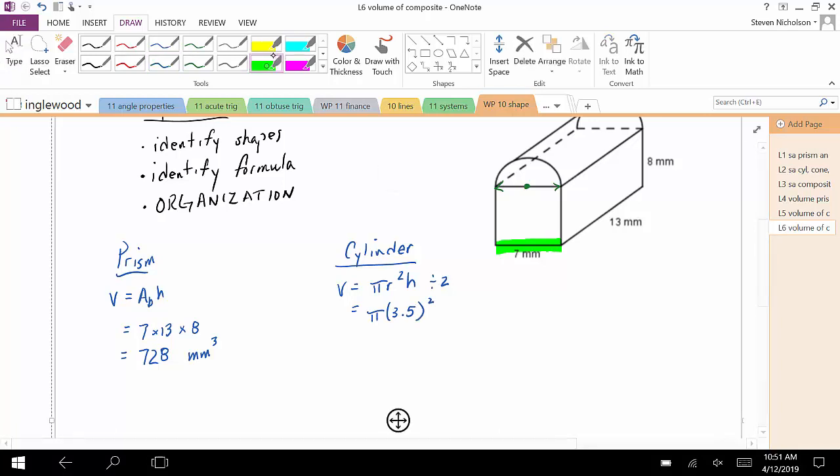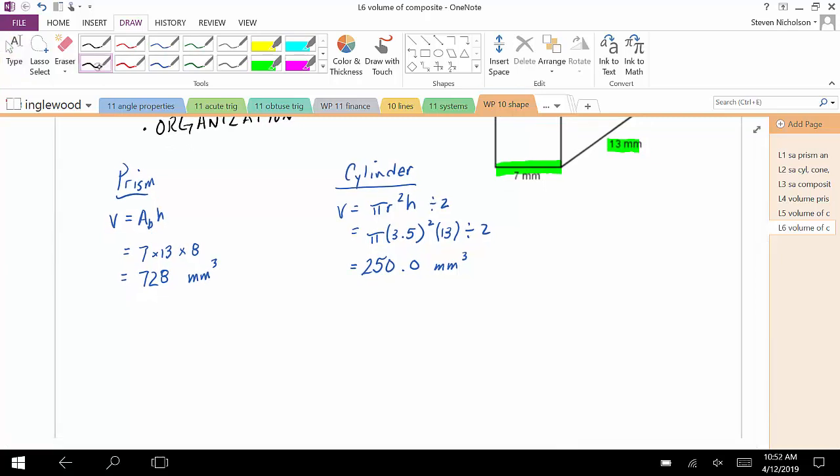And then the height of that half cylinder is going to be that dimension, which matches this dimension. So our height is going to be 13, and then we're going to divide by 2. When we plug that into our calculator and round, say, to 1 decimal place, we actually get 250.0 cubic millimeters.